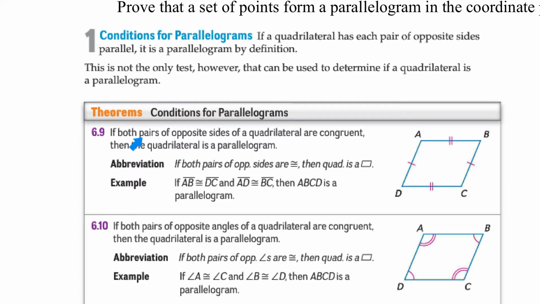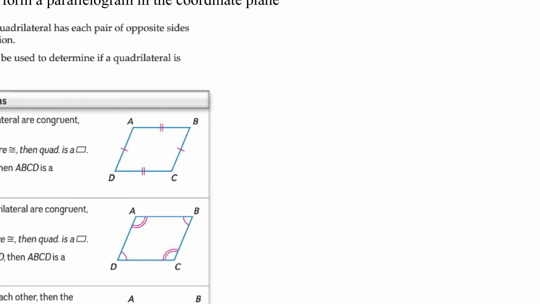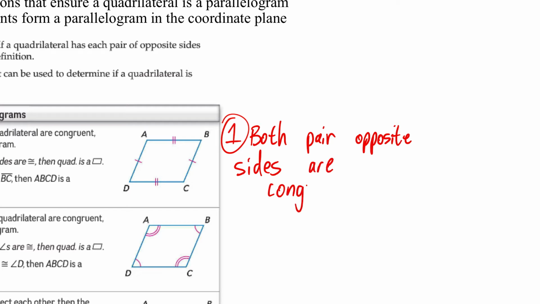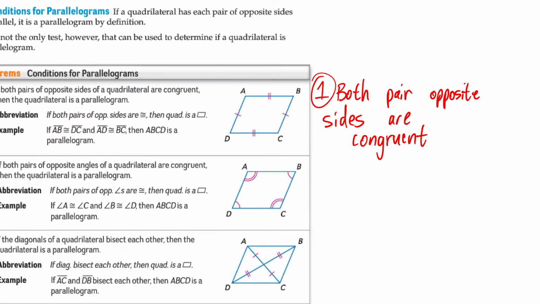So the first one here is that if both pair of opposite sides of a quadrilateral are congruent, then the quadrilateral is a parallelogram. So here's what we're going to do. We're going to number this, and then later, as we go through the lesson, we can just refer back to the number instead of having to write the thing out each time, okay? So the first one is that both pair of opposite sides are congruent. So if both pair of opposite sides are congruent in a quadrilateral, then you know that that quadrilateral is a parallelogram. And that by itself is enough information to know that it's a parallelogram.